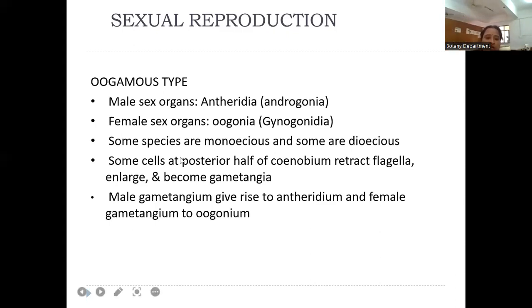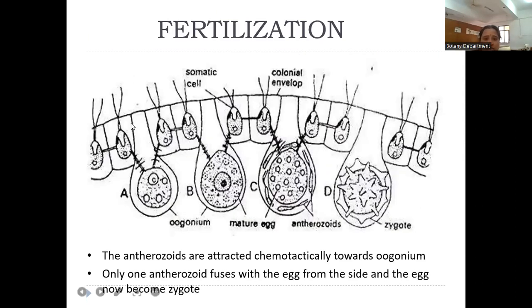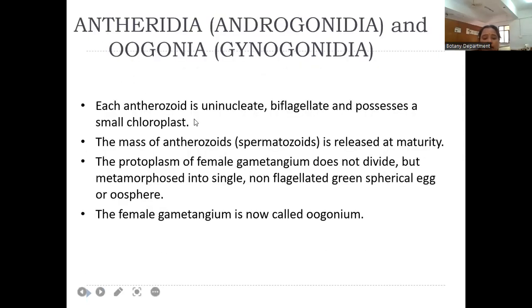In other plants the male sex organ is commonly called antheridium, but here the name is androgonidium. The female sex organ is called gynogonidium, oogonium or gynogonidium. Male: antheridia, androgonidia. Female: oogonia or gynogonidia. Coming to the first one, what is androgonidia?